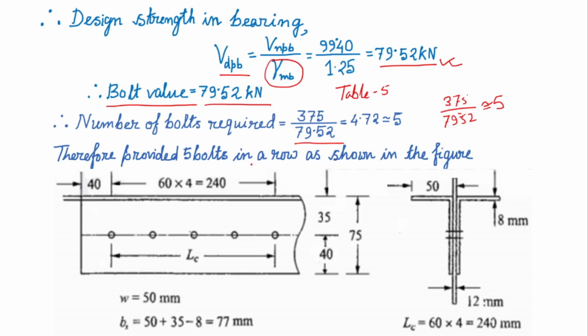Therefore provide 5 bolts in a row as shown in the figure. So here I have provided 1, 2, 3, 4, 5 numbers of bolts to resist the axial force of 375 kilonewton. So this is the design of bolted connections for the tension members.